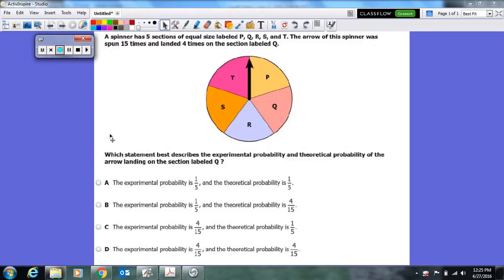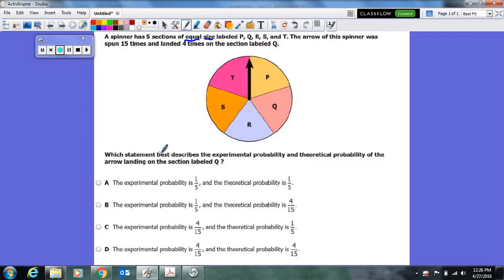All right, so we're talking today about question number 33 from the 2014 Math 7 SOL test. It is a multiple choice question giving us a diagram at the top of a spinner. And it says that a spinner has 5 sections of equal, it's key, equal size, labeled P, Q, R, S, and T. And the arrow on the spinner was spun 15 times. So it spun 15 times, and 4 of the times it landed on section Q. So here's the section that landed on 4 out of the 15 times.